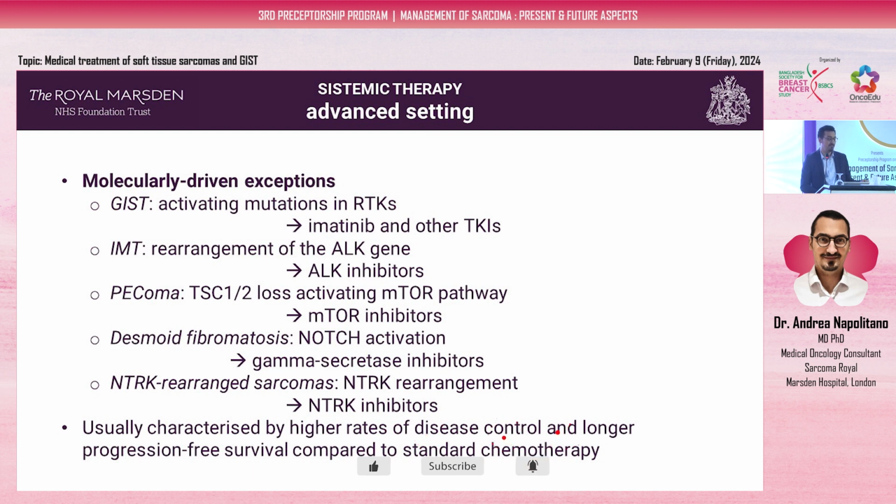Just to give you an example, the median overall survival of a GIST patient in the pre-imatinib era, when doxorubicin was the standard of care, was less than 12 months. The median overall survival of a patient with GIST now is in the range of more than 5 years. So it's important to nail the diagnosis.